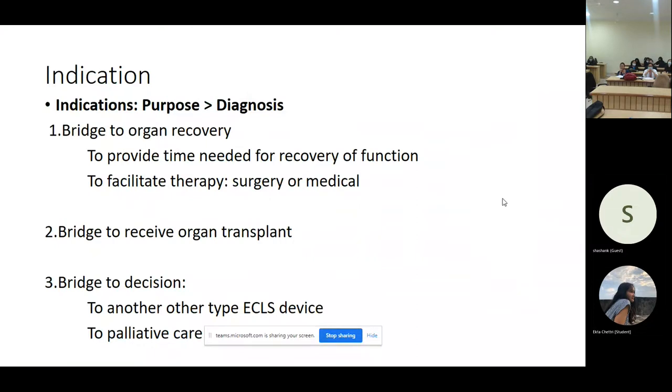And again, bridge to decision. So if an extracorporeal life support device is to be used, it provides temporary support or is used for palliative care. Again, the purpose is more important than the diagnosis. See, a patient may come to you with ARDS or vasculitis, severe pneumonia or pulmonary embolism. So the treatment is not ECMO. Treatment should be the recommended guidelines.